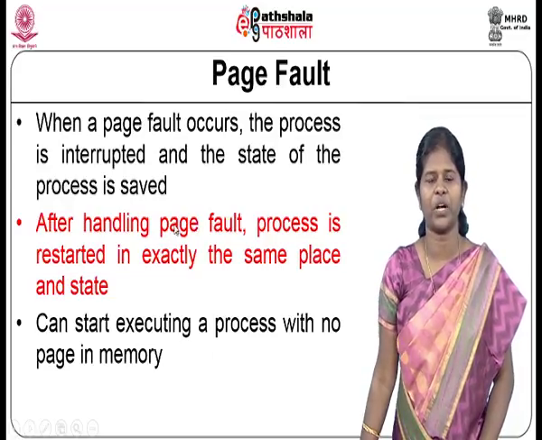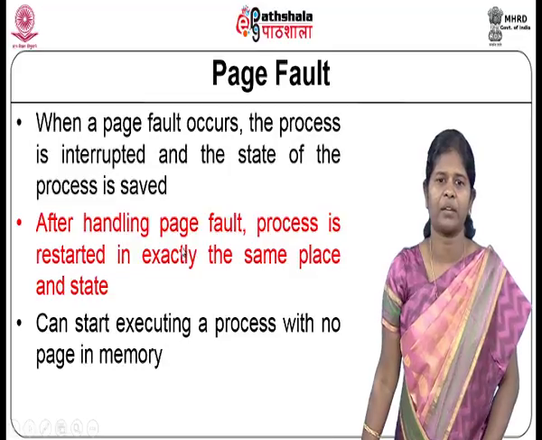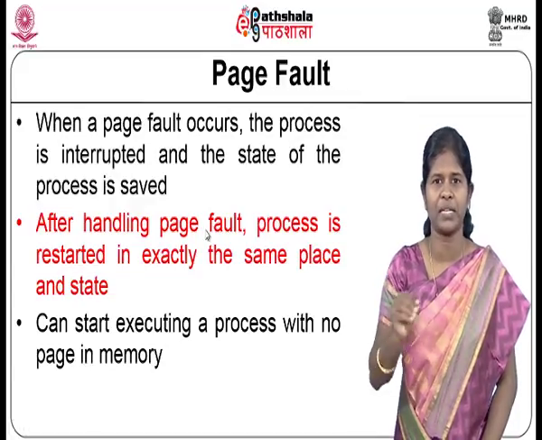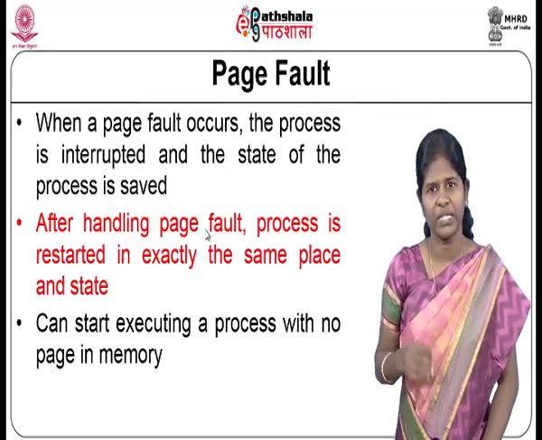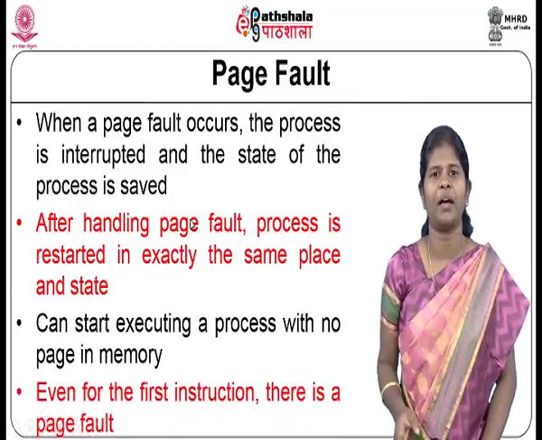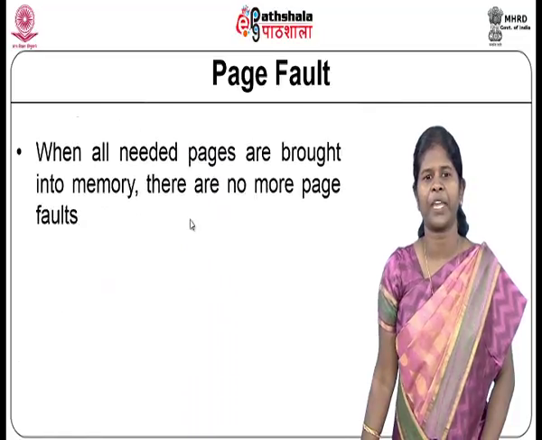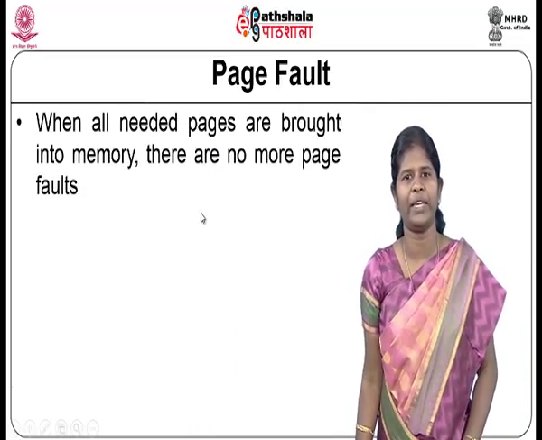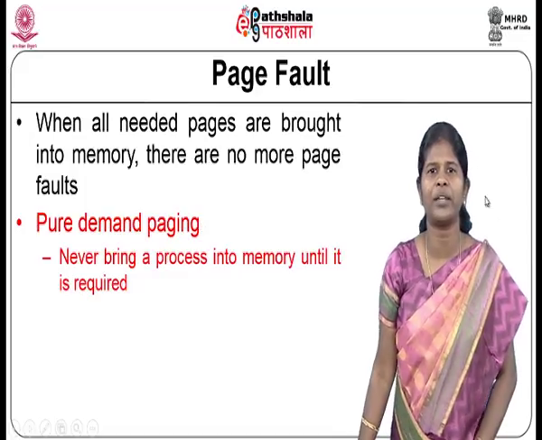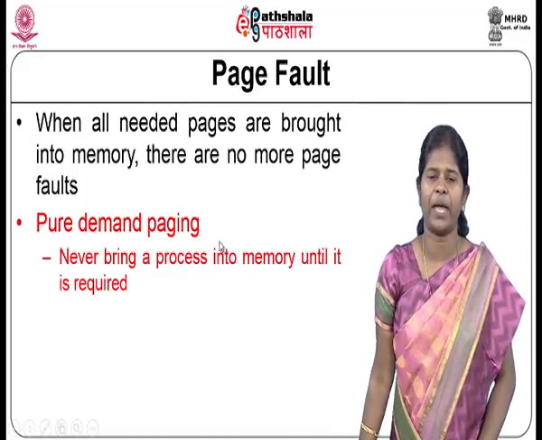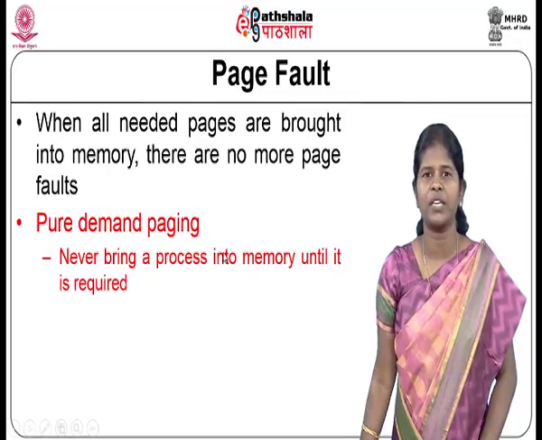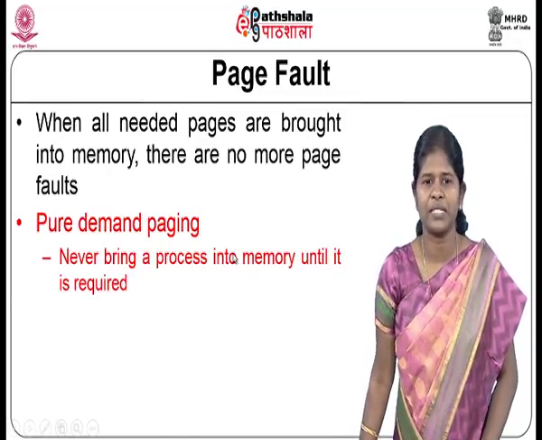And you can start executing a process even when there is no page in memory. When you start executing a process, it is possible that you do not even have to allocate a single page space in the physical memory for that process. You can just start the instruction, and the first instruction itself will result in a page fault, and then you can bring the required page into the physical memory and continue from there. When all the needed pages are brought into the physical memory, there will be no more page faults, and this is called pure demand paging. That is, you never bring a process into the main memory until it is required. Even a single page of the process is not brought into the main memory until it is required.